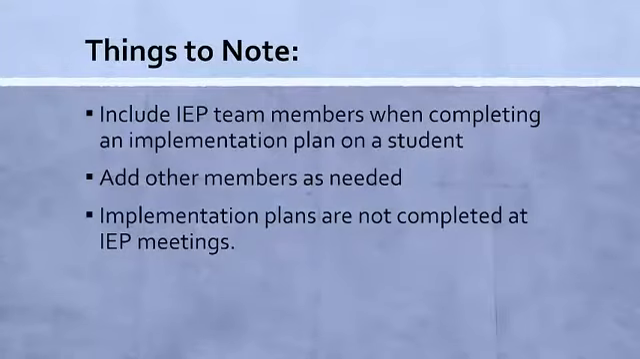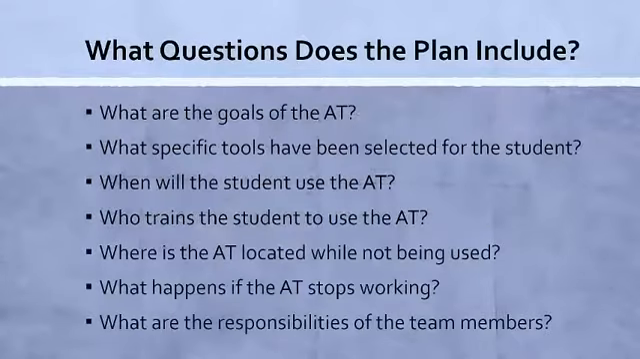Here are some things to note. Members of a particular student's IEP team should certainly be the folks completing the implementation plan on that student, but the team should also think about whether or not other people should be included in the process. When teams fill out the AT implementation plan, the following questions should be discussed. What are the goals of the AT? What specific tools have been selected for this student? When will the student use the AT? Who trains the student to use the AT? Where is the AT located while not being used? What happens if the AT stops working? And what are the responsibilities of the team members?